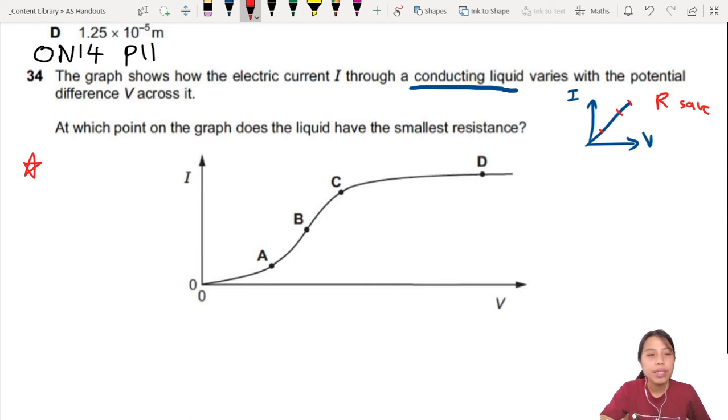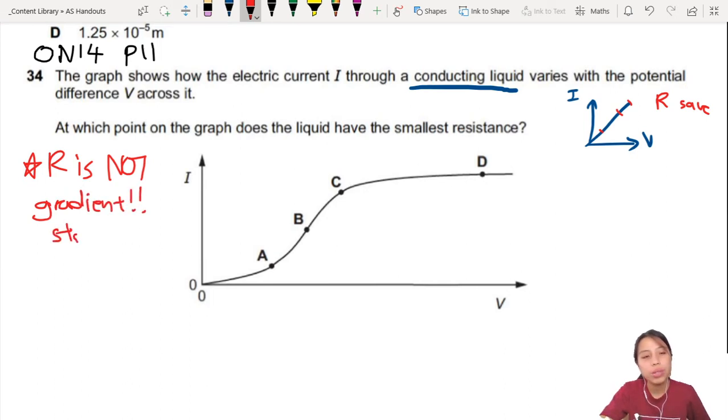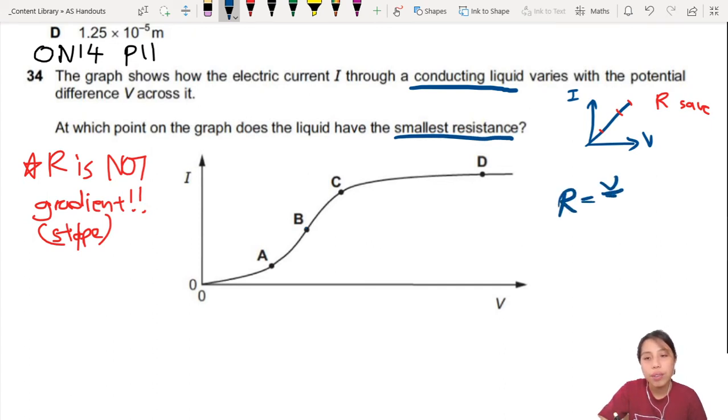Warning, reminder: R is not your gradient here. Gradient is the steepness of the slope, so the slope. So maybe if you think of too much maths already, you say, oh, this one B is very steep, so the answer is B. No, we want to think about ratios. Here, R is the smallest resistance. Okay, resistance is V over I, the ratio, and you want this to be the smallest.